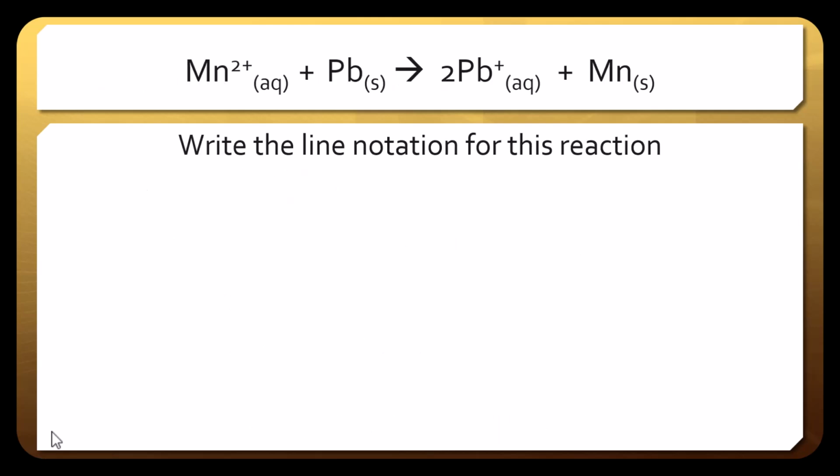Why don't you go ahead and pause the video and see if you can draw the line cell notation for this reaction. You can assume this is how the reaction takes place, and that this is our anode and this is our cathode.